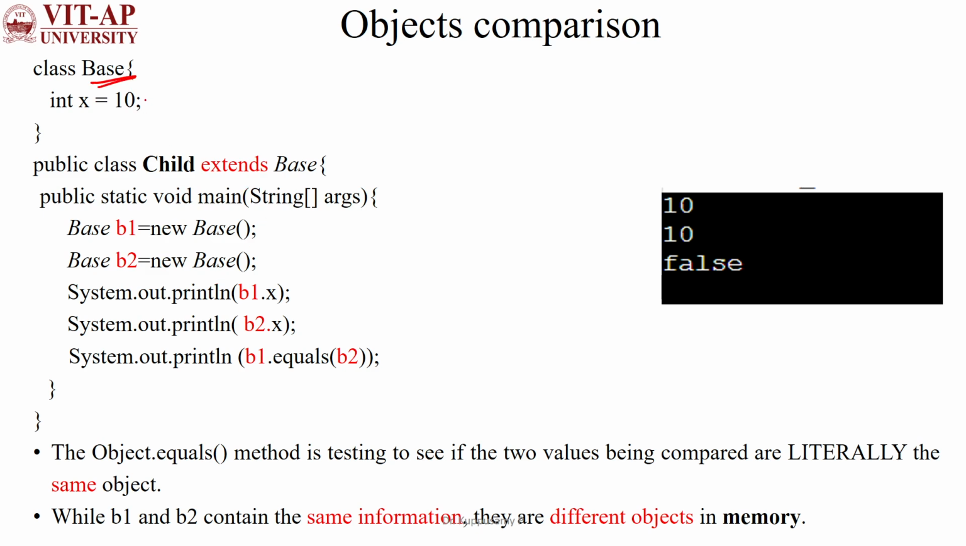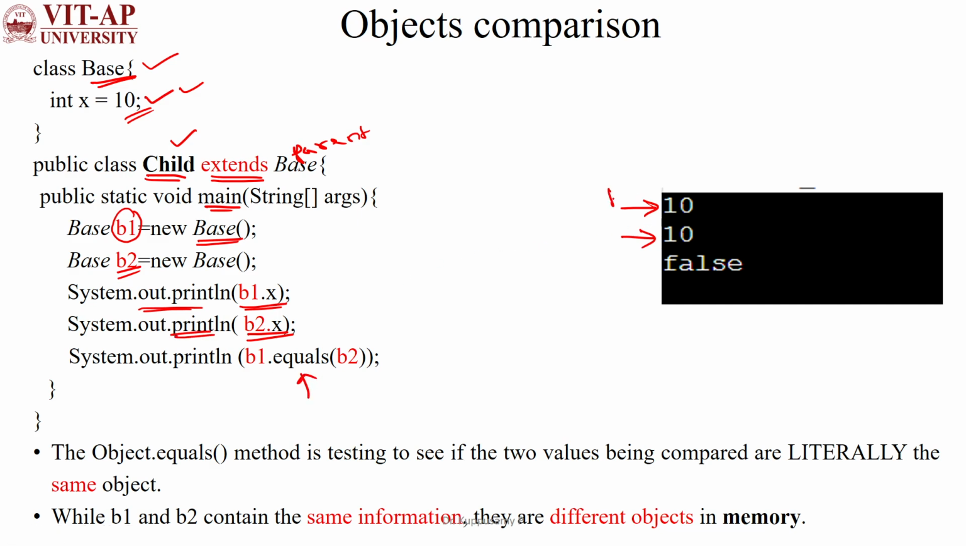Base is the class I have created, x is the value 10, child is the class name I am creating by using the inheritance concept. The parent class is here base. Then the main method is there. I am creating the object b1 by using the parent class base, and b2, one more object I am creating. Now for b1 I am assigning the value 10, which is printed by using the print statement. Then for b2 we are assigning the value x, that is also printed by using the print statement.